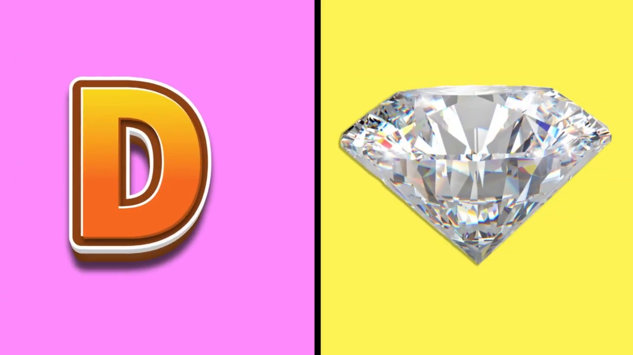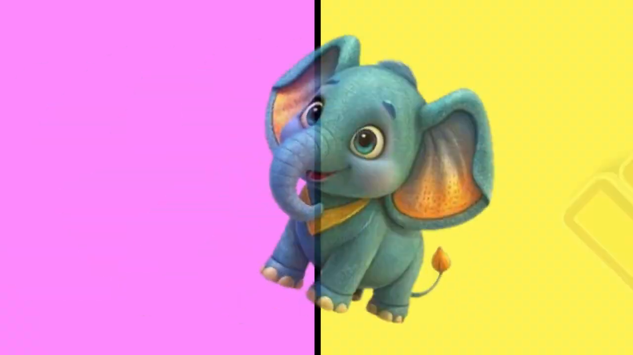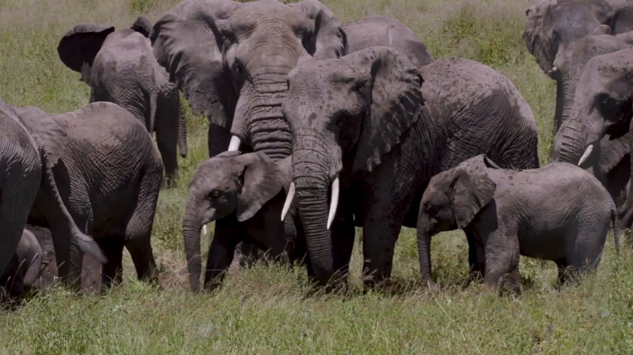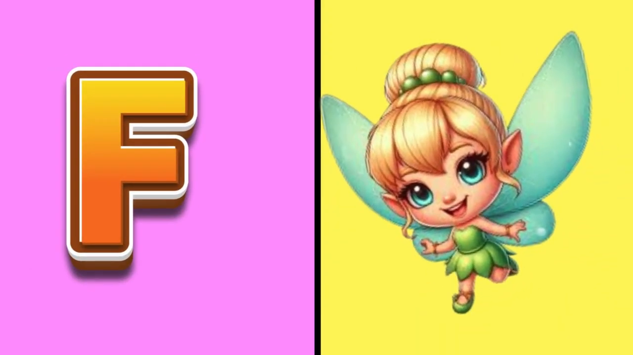D is for diamond. D, diamond. E is for elephant. E, elephant. F is for fairy. The fairy.